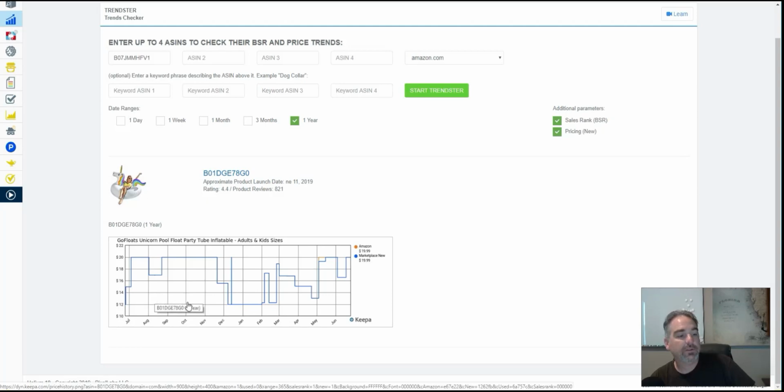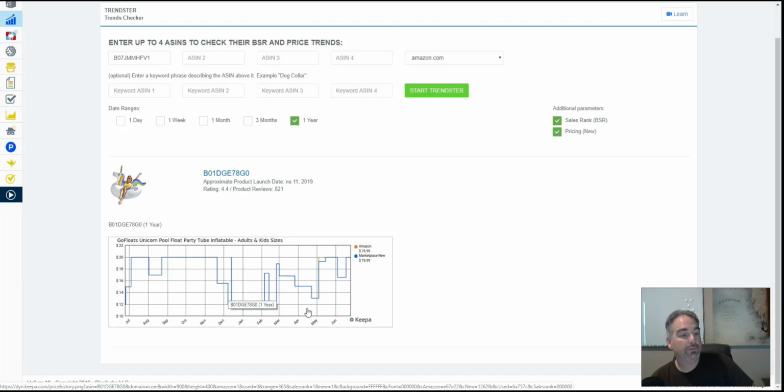So now, this is a pool float, which is a seasonal product. Obviously, they're not going to sell as many during the winter as they are in the summer, so that's why their price is higher. But if this was an evergreen product, which is what I recommend you go after, because they sell year round, and you were to see a chart like this, then this would be a huge red flag, because as you can see here, from December through May, they're kind of all over the board.